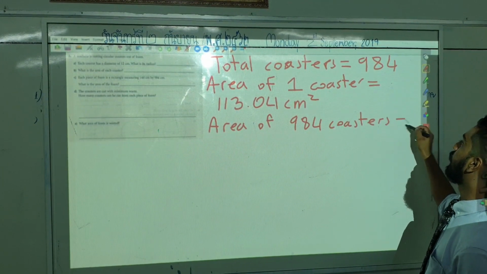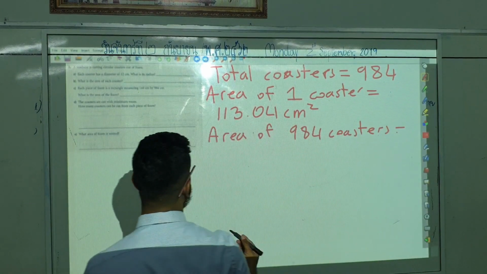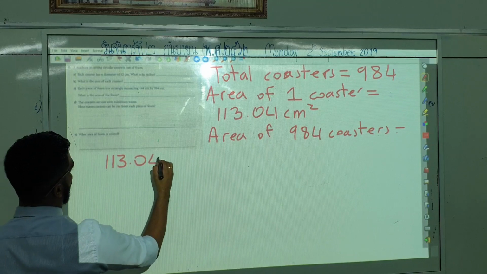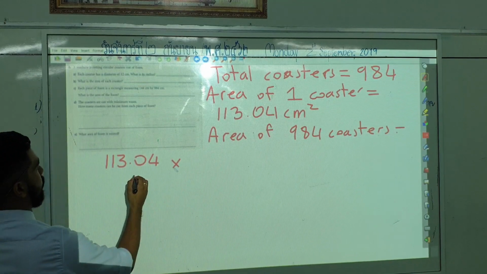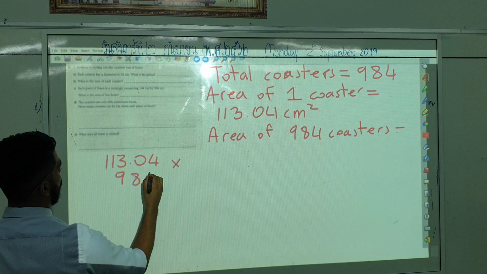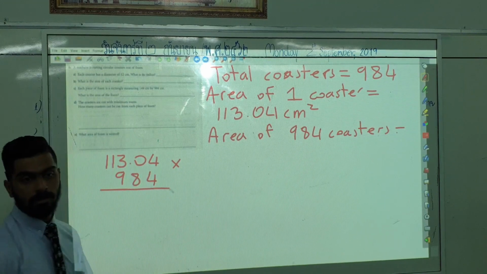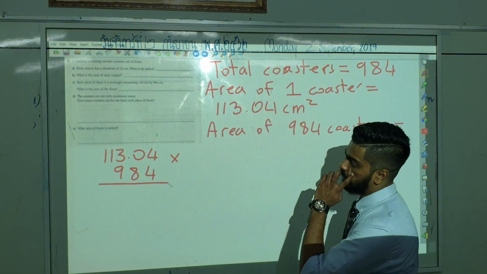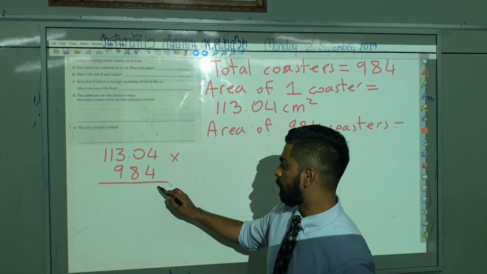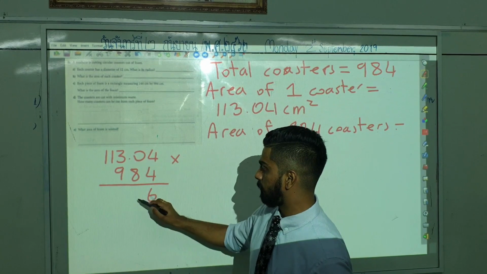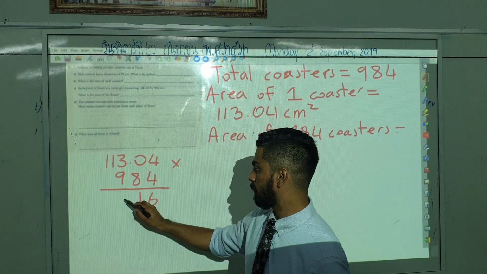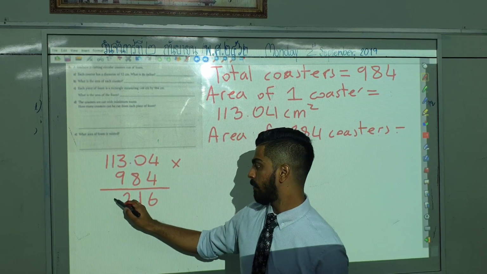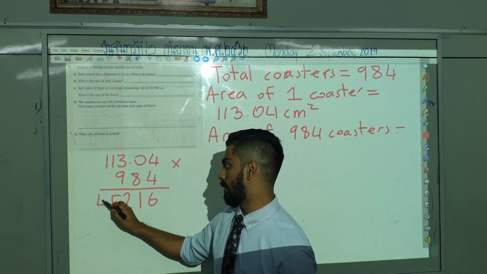We times them. Excellent. So we are doing 113.04 multiplied by 984. Alright, so let's do the multiplication together. The first line, Tang, what do we have? 16, 12 and 5 and 4. Okay. Second line, Victor.